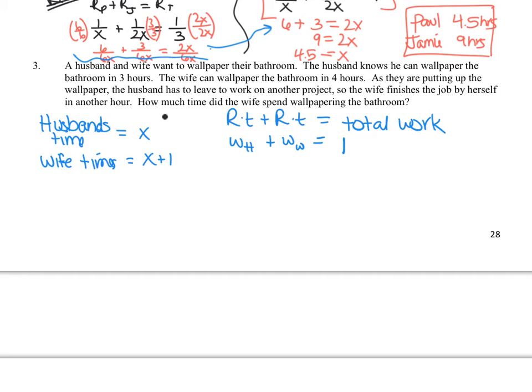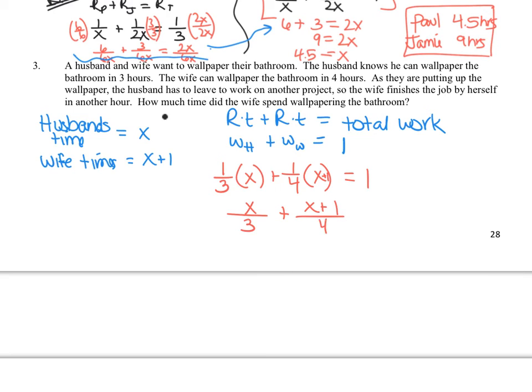Okay, so with this, the husband's time is X, the wife's time is X plus 1, and what our rates are, the husband can do it in 3 hours. So his rate is he can wallpaper 1 bathroom in 3 hours. So that means in 1 hour he can do 1/3 of it. In 1 hour the wife can do, oops, I forgot the X plus 1 here. The wife can do 1/4 of the job per hour. That would be your setup.